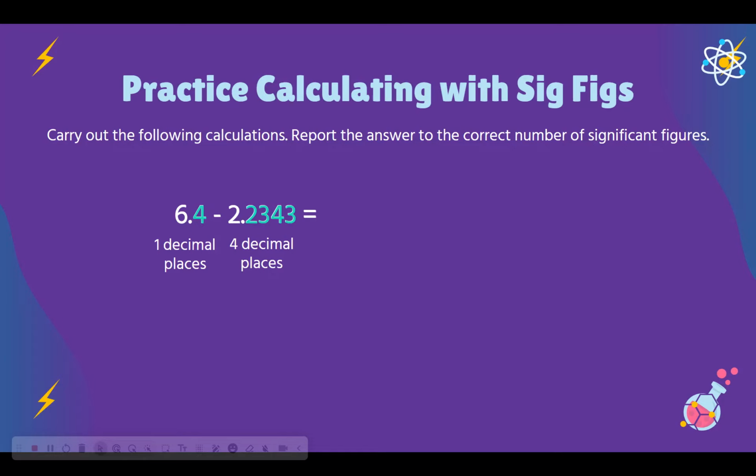Okay, so when we do the subtraction, I get 4.1657. I can only include 1 decimal place, so this 1 would be my last significant figure. I look and see the next number is a 6, so I'm going to round up. And my answer then would be 4.2.